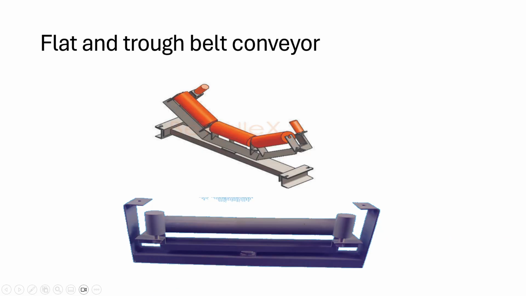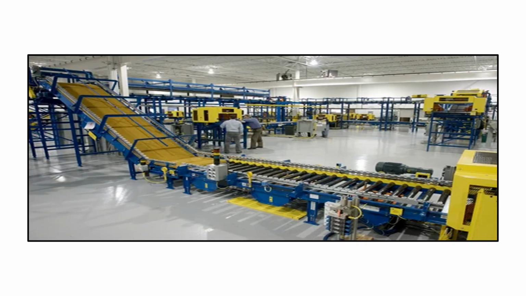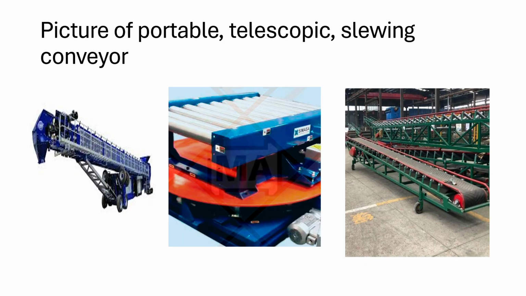This one is your portable type conveyor. You can take it out and place it anywhere because the wheels are there, and it rotates with the help of the motor, and then it can be fixed anywhere. You can take it anywhere.